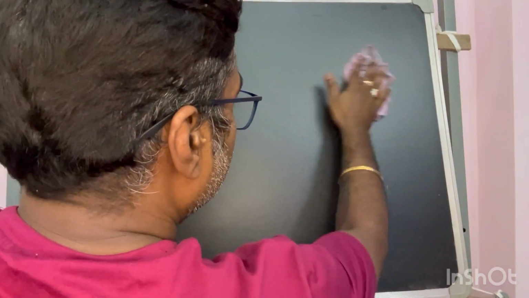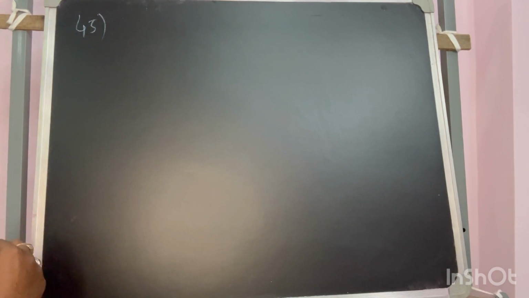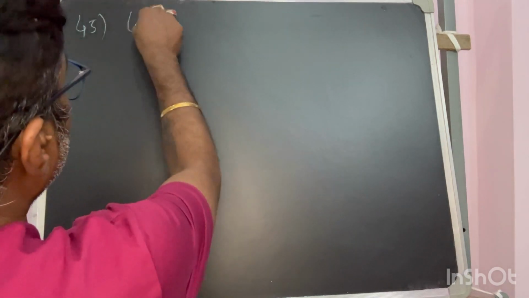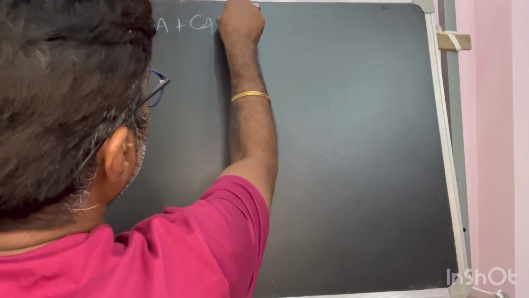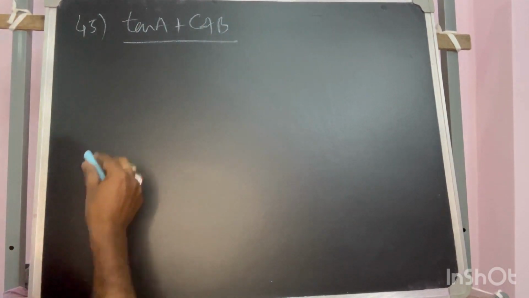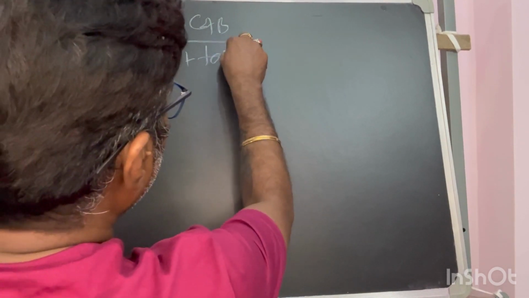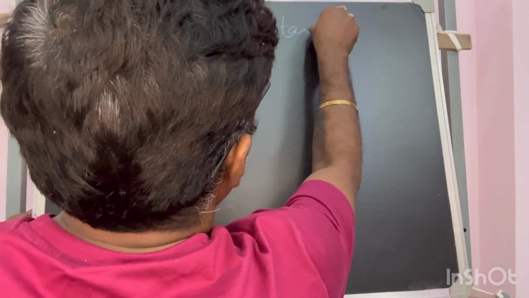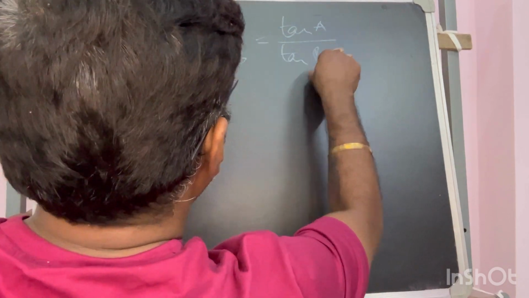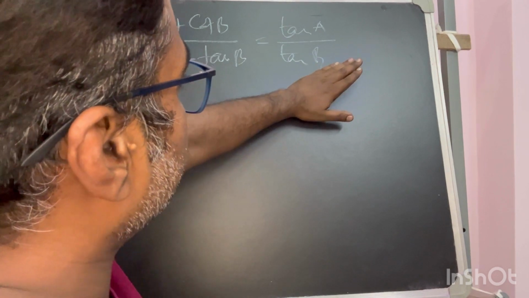I will move on to 45. So 45 says tan A plus cot B divided by cot A plus tan B is equal to tan A by tan B. So now this is very easy to understand because this part is giving you some hint that everything is described in tan.